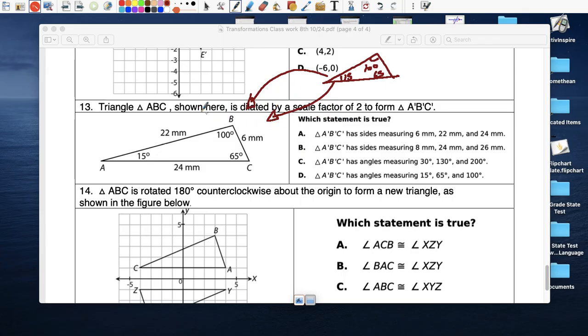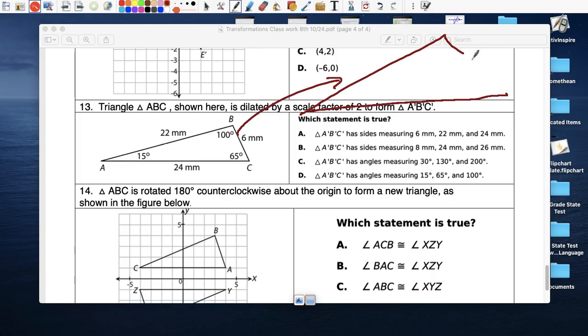Which statement is true? Triangle ABC shown here is dilated, so I apologize, this should be much bigger. So this triangle got dilated. Okay, so it got dilated to a bigger triangle, twice as big. So if that was 22, it is now 44. This is now 12, and this is 48. But the angles inside all measure the same. This is 15. It's still 100, and this is 65.